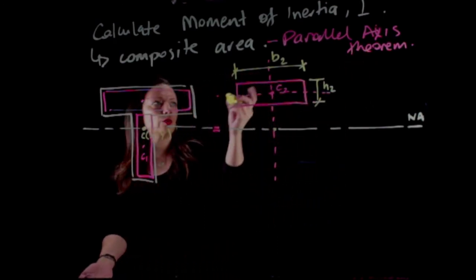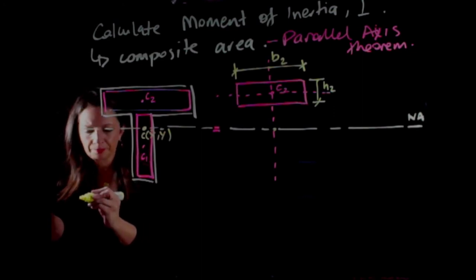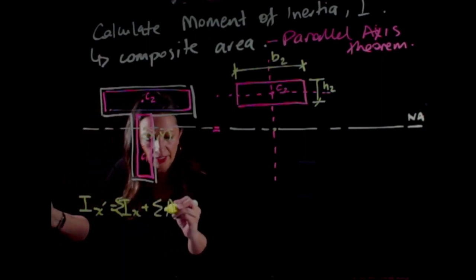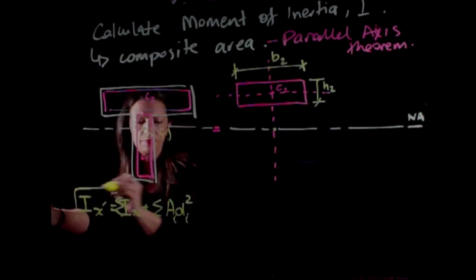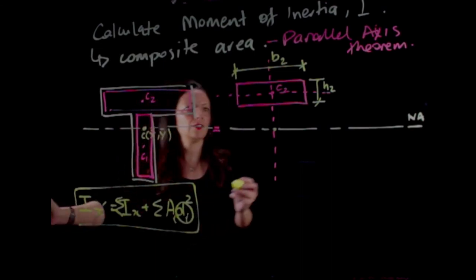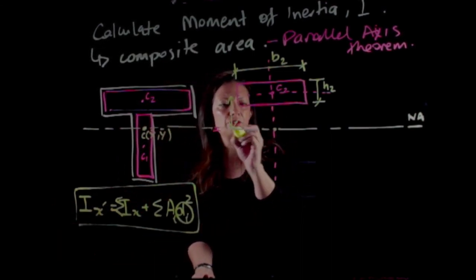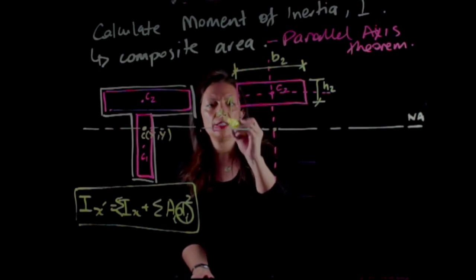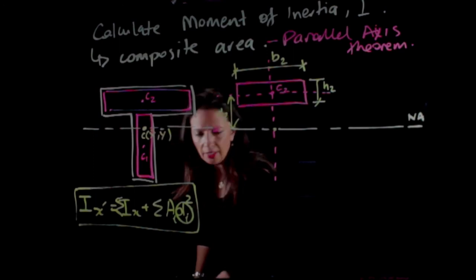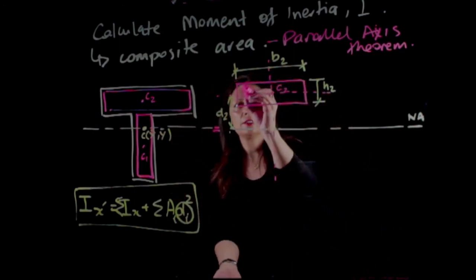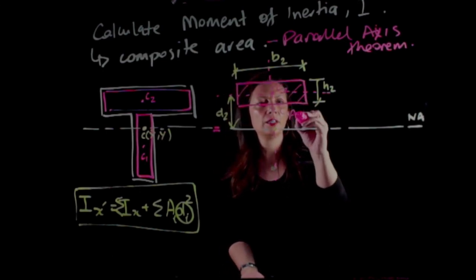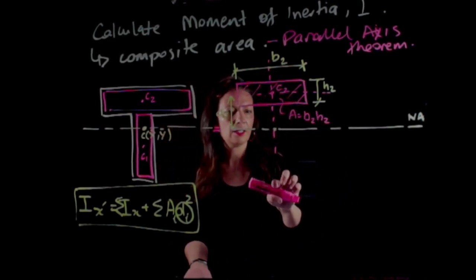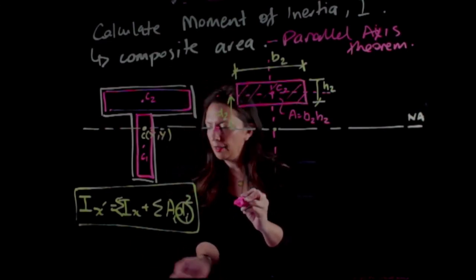When we're looking at the equation for the parallel axis theorem, we have I dash equals the sum of Ix plus the sum of Ai D squared. Yeah? So we need to be able to find D, and D is going to be the distance from the neutral axis to the centroid of the individual geometry. So we can call that D2. And we know what the area is, because we can calculate that. The area is going to be B2H2.